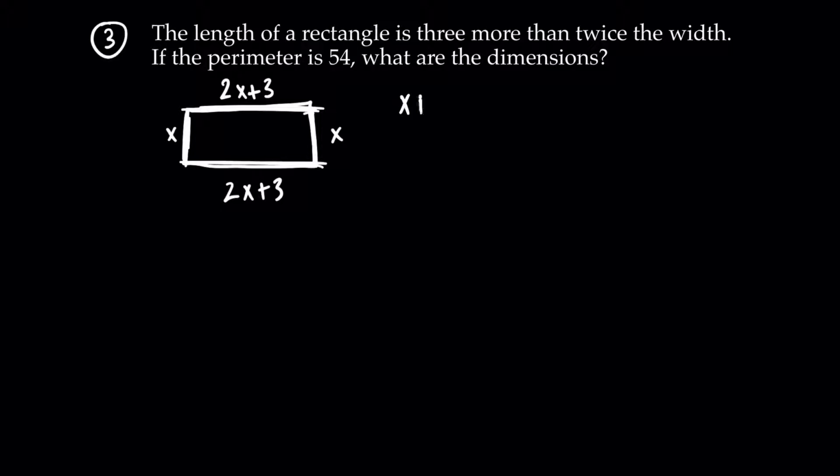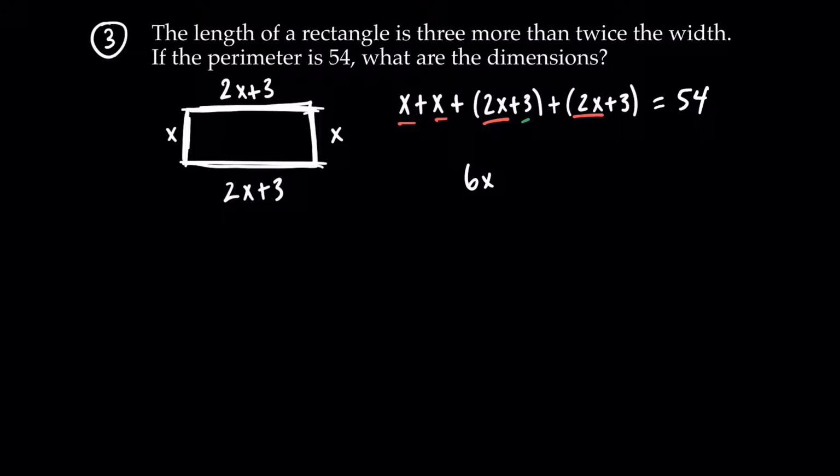So let's do x plus 2x plus 3. Again, you don't have to use parentheses here. I just like to do it for grouping. So I've got the width, the length, and the length. And altogether, that's going to be 54. Now we're just solving. Okay, so 1, 2, 3, 4, 5, 6. So we have 6 x's. And then we're dealing with 3 and 3, so that makes 6. So 6x plus 6 must be 54 here.